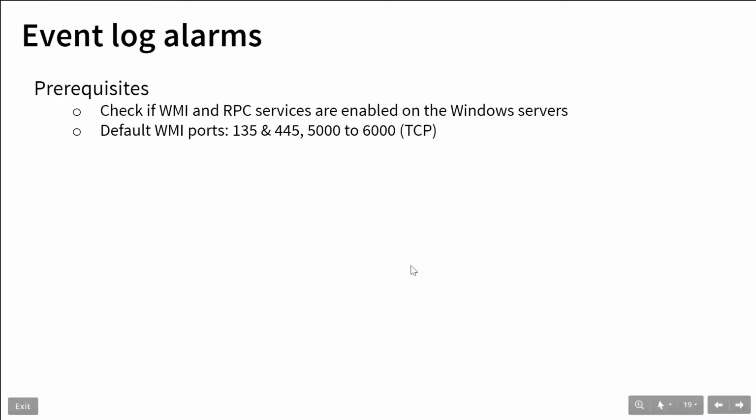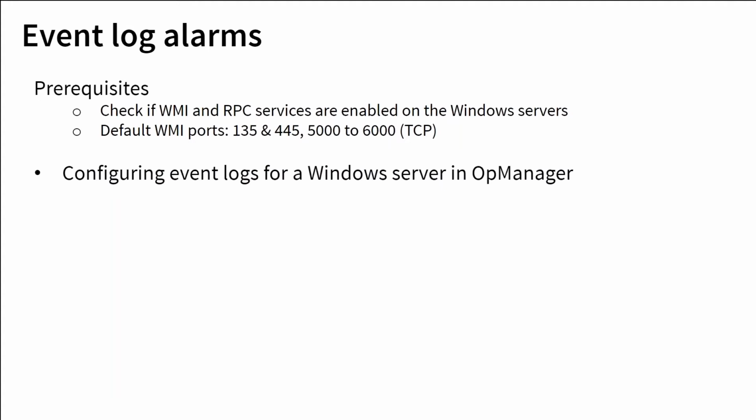Let me take you to the next section, event log alarms. To configure event log monitoring on a Windows server, the prerequisites are: you have to make sure that WMI is configured on the server and the proper credentials are provided on the devices, and the RPC services are enabled on the Windows server, and the default WMI ports like 135, 445, and a port between 5000 to 6000 are allowed on your firewall, so that you don't have any problems fetching the event logs from the Windows server. All right, so let's see how we configure event logs for a Windows server.